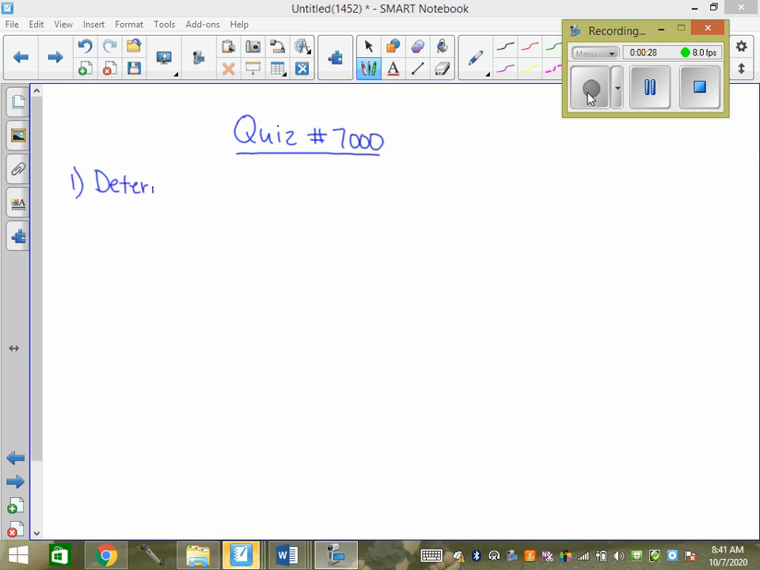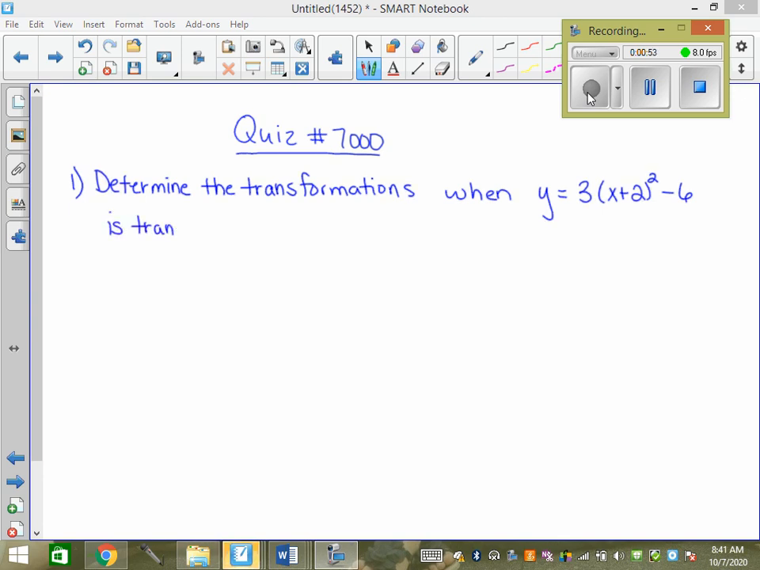Determine the transformations when y equals 3, (x plus 2) squared minus 6 is transformed to y minus 3 equals 6(x plus 1) squared.